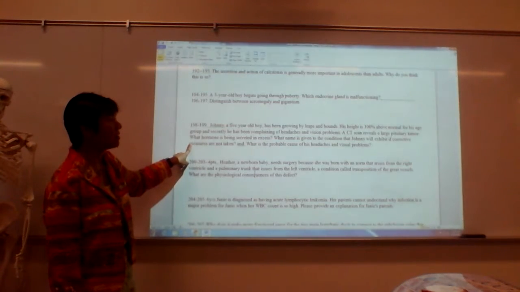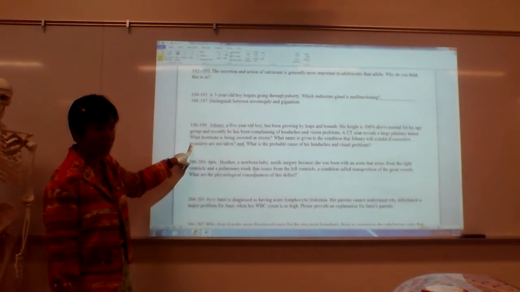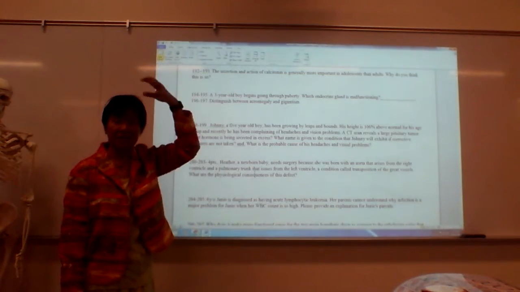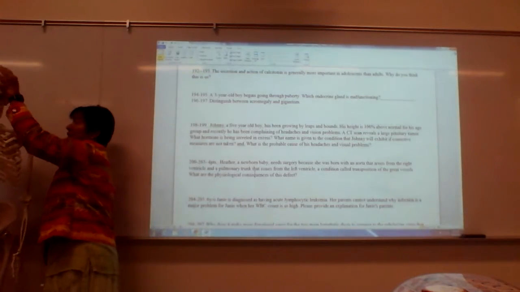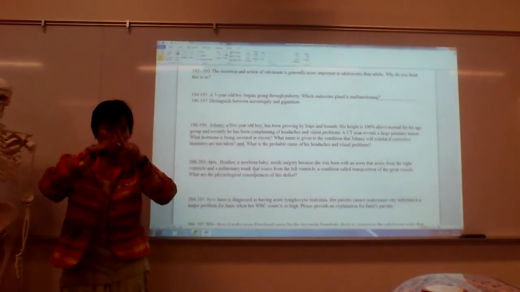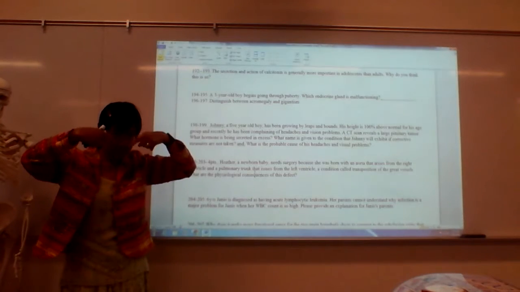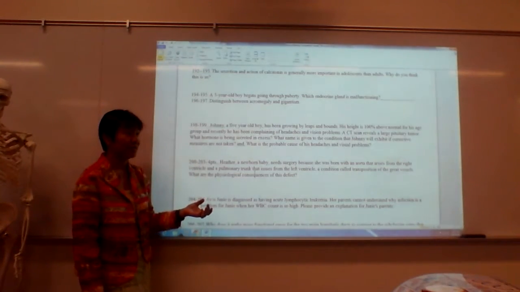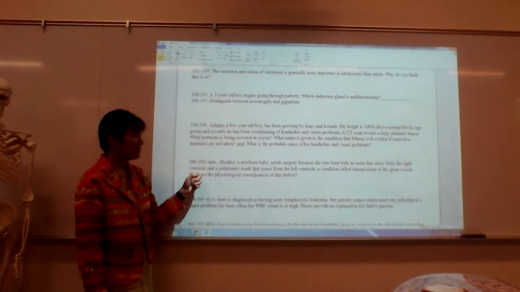What's the probable cause of the headaches and the visual problems? The tumor on the pituitary. Very good. The pituitary is enlarging, and there's the extension right here. And the vision, remember your optic chiasm right there? When we were doing our dissection of the brain, remember that? Here.